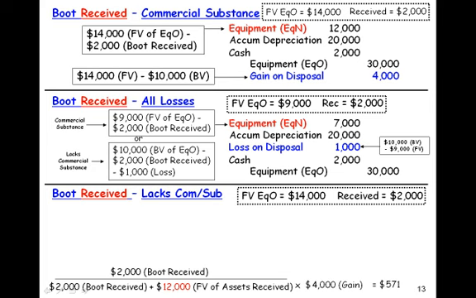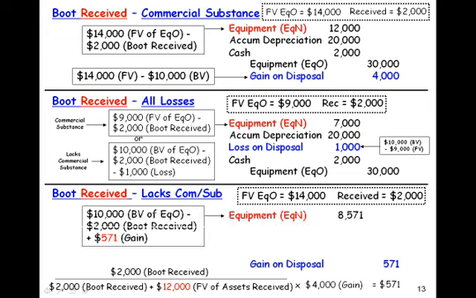As you can see, the $2,000 of boot received is less than 25% of the total consideration received of $14,000. The actual percent is multiplied by the total gain of $4,000, and the $571 is recognized as the gain. The new equipment is recorded for the same book value as the old equipment minus boot received and plus the gain recognized, and the remainder of the entry is the same.